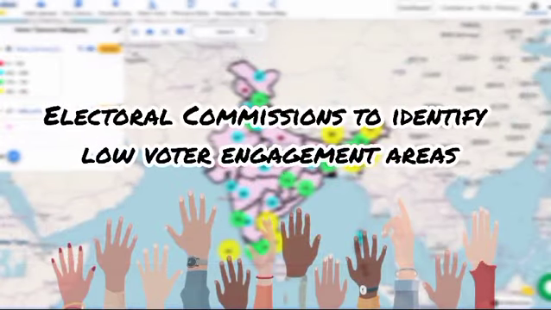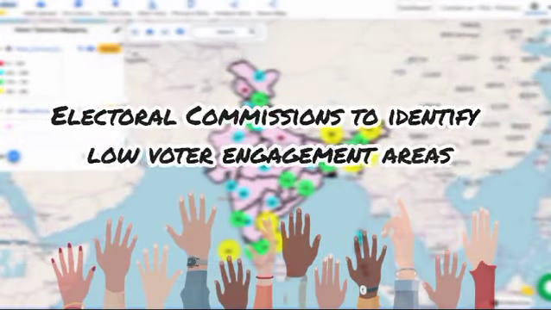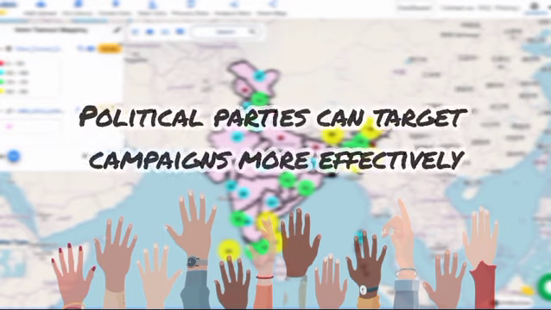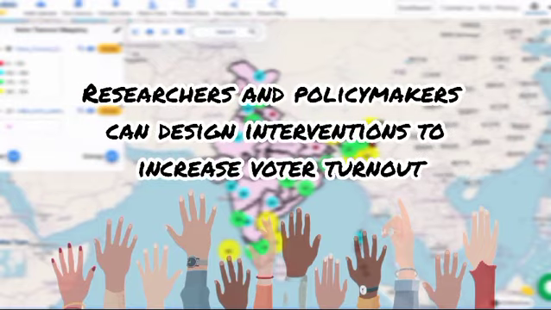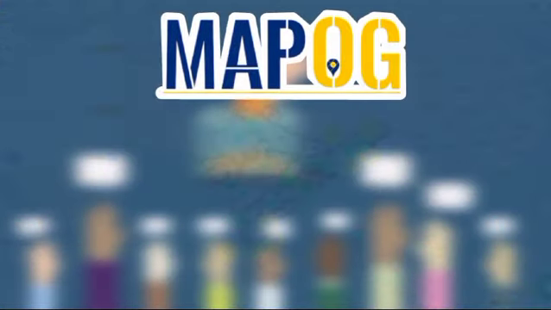Overall, it is an interactive map useful for electoral commissions to identify low voter engagement areas. Political parties can target campaigns more effectively, and researchers and policymakers can design interventions to increase voter turnout with the help of this map. We hope it helps with your project.